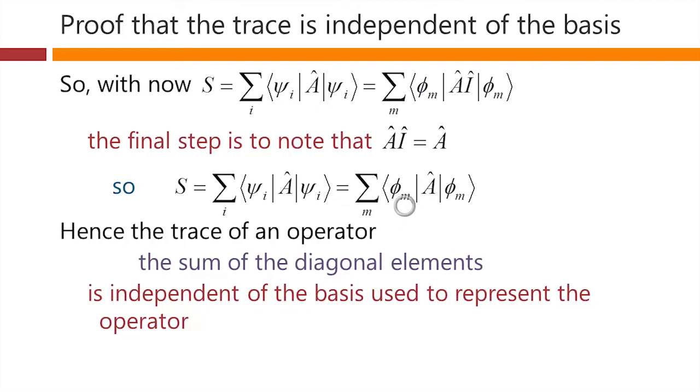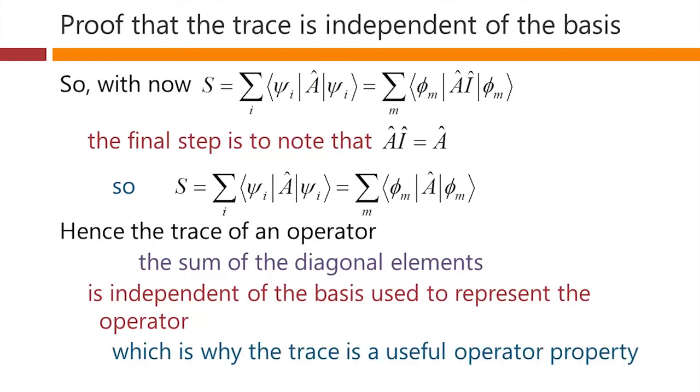These are diagonal elements when we're working on the phi m basis. Maybe those are the momentum eigenfunctions. And these are the diagonal elements when we're working on the psi i basis. Maybe those are the energy eigenfunctions. But the trace of the operator, the sum of the diagonal elements, is the same no matter what basis we're working on. And we've proved that using the identity operator here and that neat little trick I showed you. And of course, this fact that the trace of an operator does not depend on what basis you express the operator on is why the trace is a useful operator property.